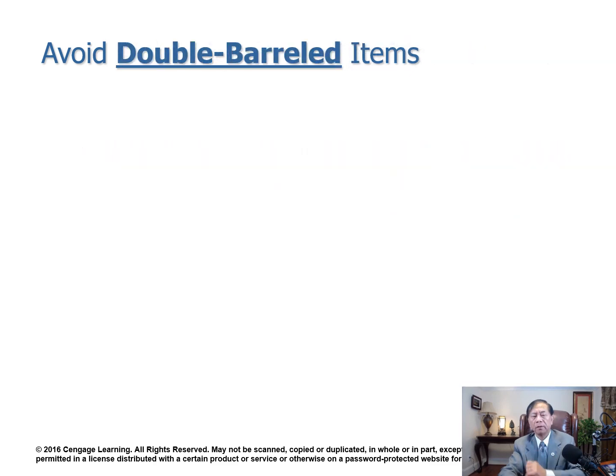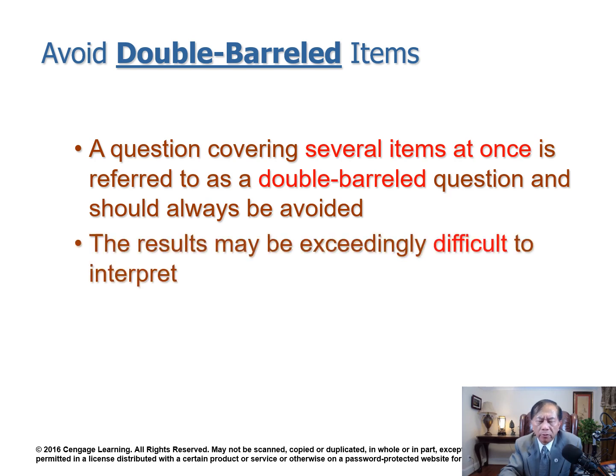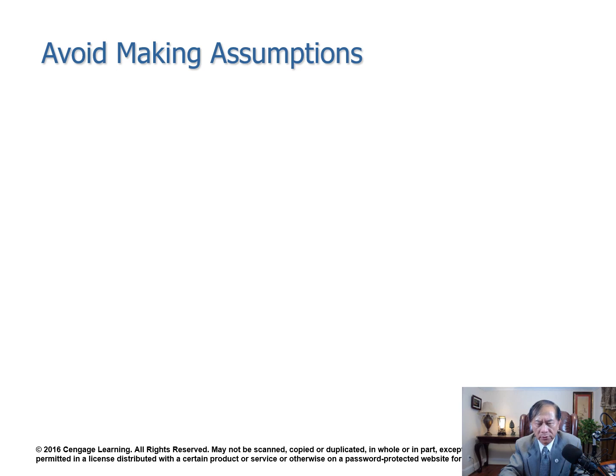You should avoid double-barreled items. A question covering several items at once is referred to as a double-barreled question and should always be avoided. Several items at once, double-barreled. The results may be exceedingly difficult to interpret if you ask double-barreled questions.